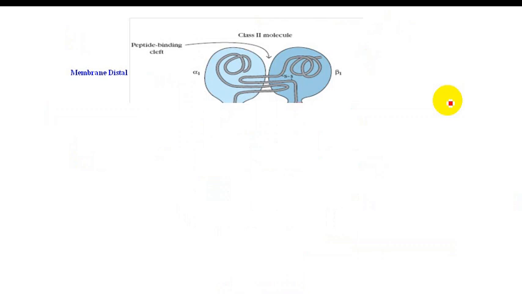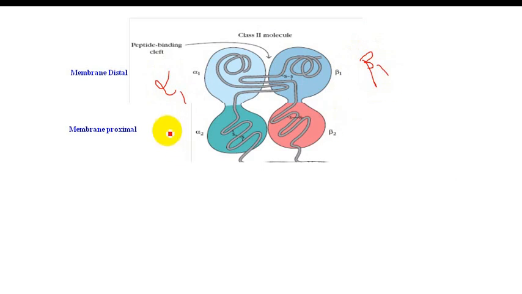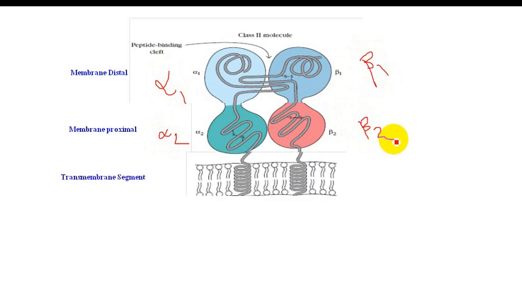So there you have the membrane distal domain. In case of MHC class 1, it's made up of alpha 1 and beta 1, and the membrane proximal domain is made up of alpha 2 and beta 2 fragment, followed by the transmembrane segment and a cytoplasmic tail. The transmembrane segment and cytoplasmic tail are very similar to those of MHC class 1, so I'm not going into the detailed discussion.